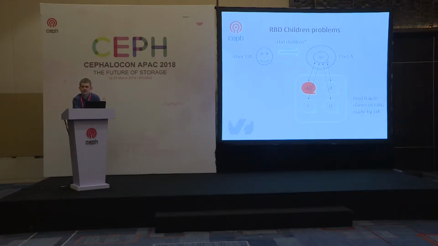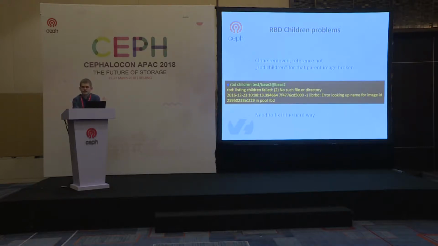So let's assume that this clone was removed and the administrator for some reason issues the command rbd children. Ceph panics. It tells us that the image doesn't exist, which is weird. And this is a reason to panic because suddenly we have a data loss situation. In fact, it's not true. When you increase logging to display some more diagnostic data, we are seeing that there is an error looking up name for the image ID.